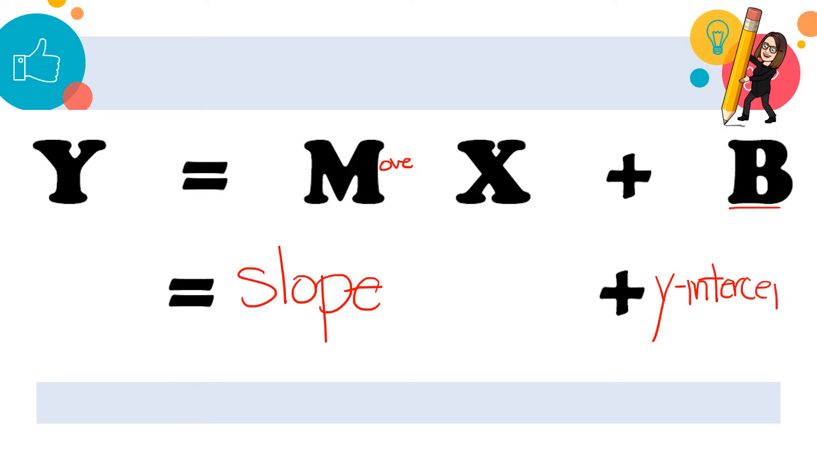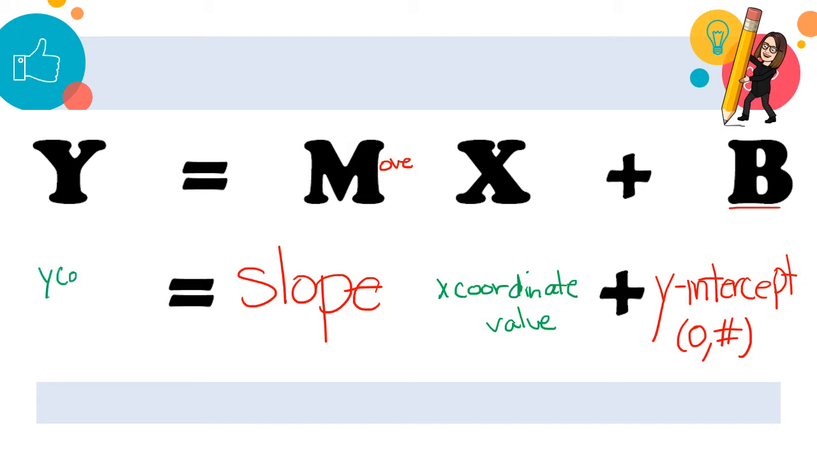Remember that your y-intercept is located on the y-axis. We often write it in point form. If it's on the y-axis, that would be 0, the number. The x and y represent an x coordinate value and a y coordinate value. We will use those more at a later time. One thing to remember is that when values are written next to each other, like the m and the x, that means we're multiplying. So between these two descriptions, you'll want to remember that you're multiplying those.